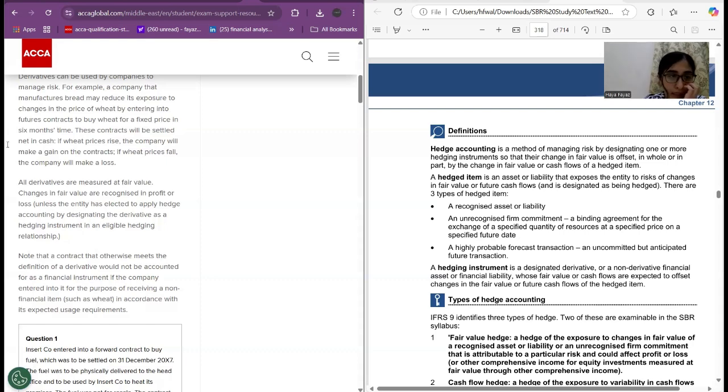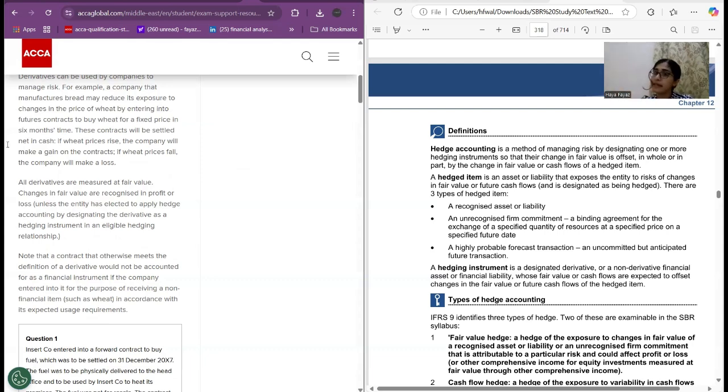So if wheat prices rise, the company will make a gain on the hedging contracts. If wheat prices go up, it will be a loss for us, but we have a hedging contract which is going to help us offset that loss. So if you want a gain on the contract, it will work opposite to the wheat buying contract, right? I am going to buy wheat at a certain price.